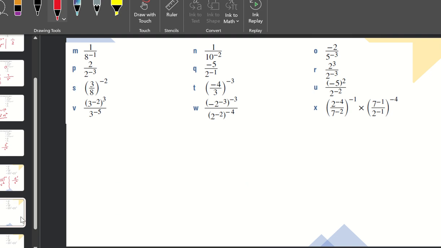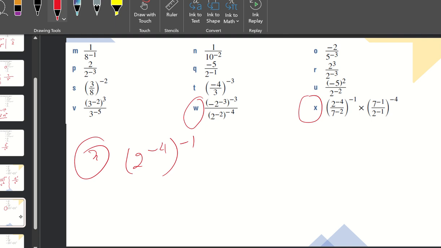Now let's look at W. I think I've done W in class. Okay, let's look at X. So X is 2 to the power of minus 4 whole to the power of minus 1. I'm splitting up the brackets here itself. Okay, so it's easier for me, to the power of minus 1.